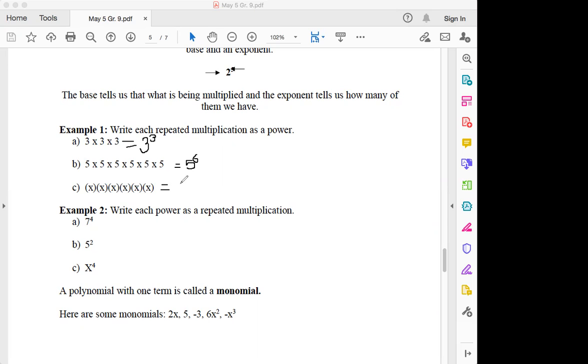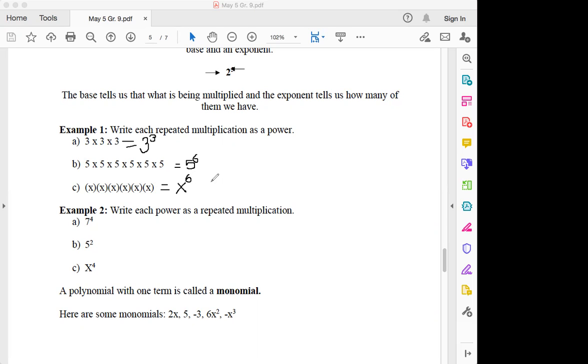Our next one, our base is going to be x, so that's what is being multiplied, and it's being multiplied once, twice, 3 times, 4, 5, 6. So that'll be x to the power of 6.